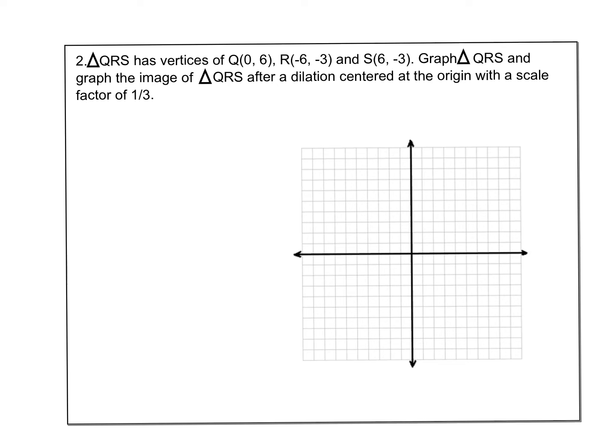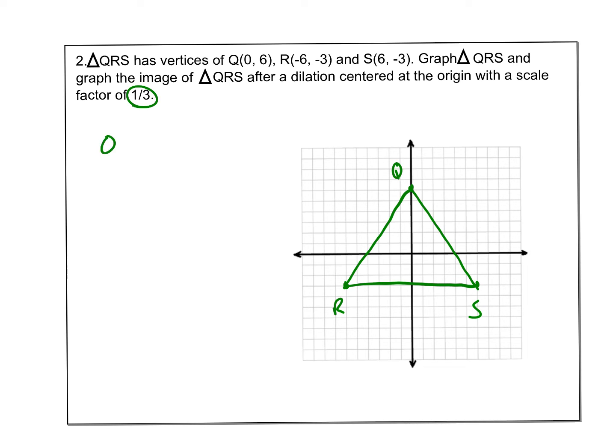So here, now we have a dilation by a factor of 1/3. So if it's 1/3, it should be smaller. So 0, 6 would be here. That would be Q. Negative 6, negative 3 is R. S is going to be 6, negative 3. So here's my triangle.